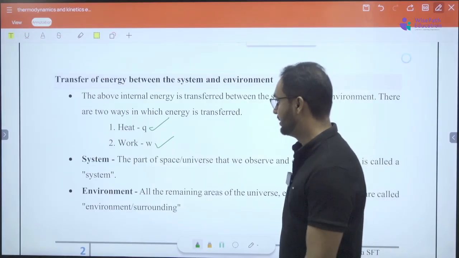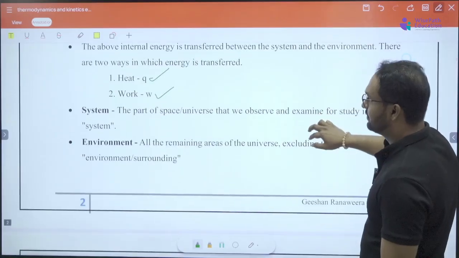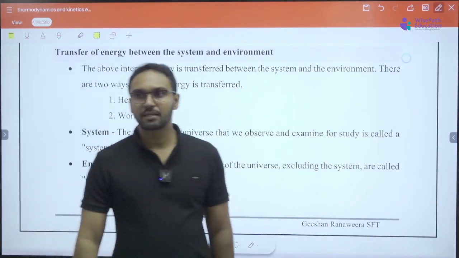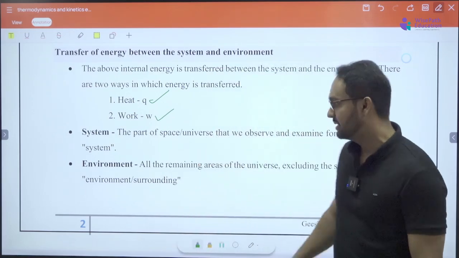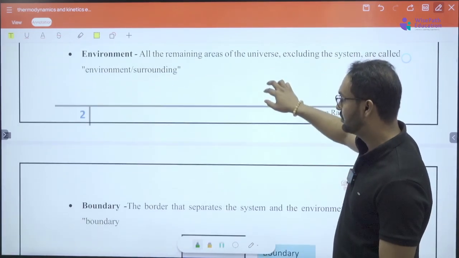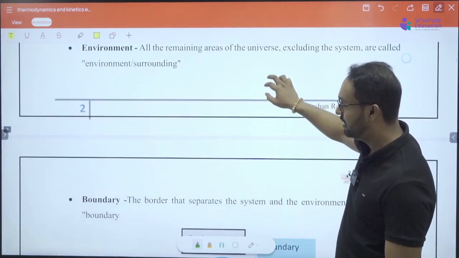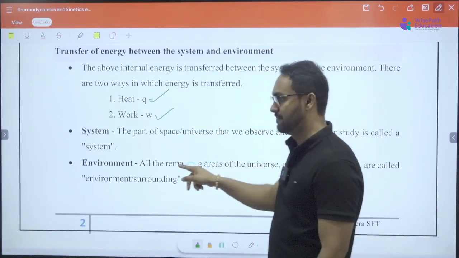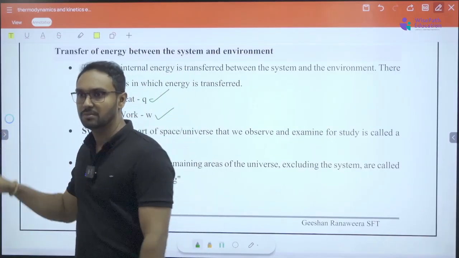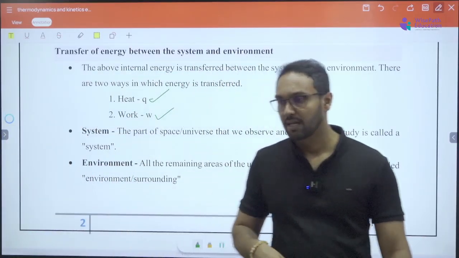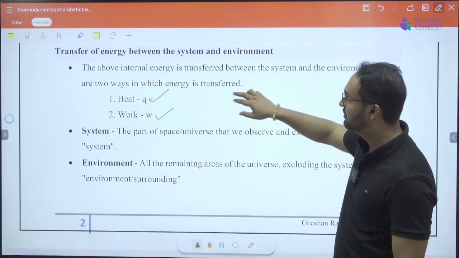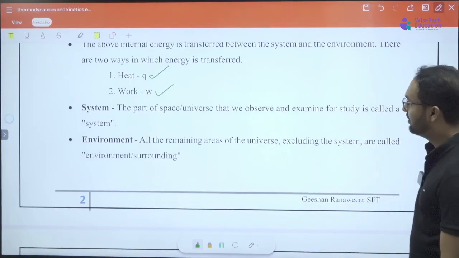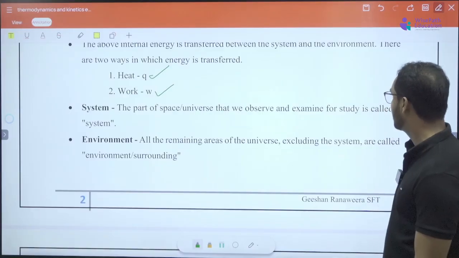Yes, nice. So now you have to identify the system, the environment and the boundary. Three things to understand: system, environment and boundary. As I said, think of yourself as the system always. If I define it, the system is the part of the space or the universe that we observe and examine for study, right?